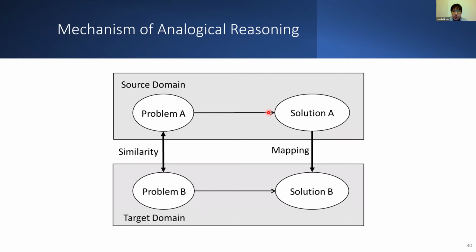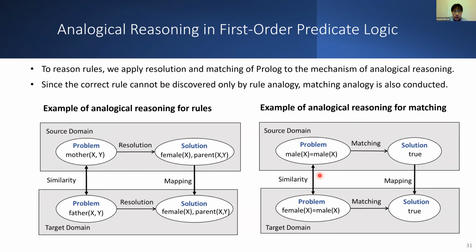What you see in this slide is the mechanism of analogical reasoning. Here, the source domain means known knowledge, and the target domain means unknown knowledge. By using similarities between the problem of the source domain and the problem of the target domain, the solution of the source domain is mapped to the solution of the target domain. Next, I will explain analogical reasoning in first-order predicate logic. To reason rules, we apply resolution and matching of Prolog to the mechanism of analogical reasoning.